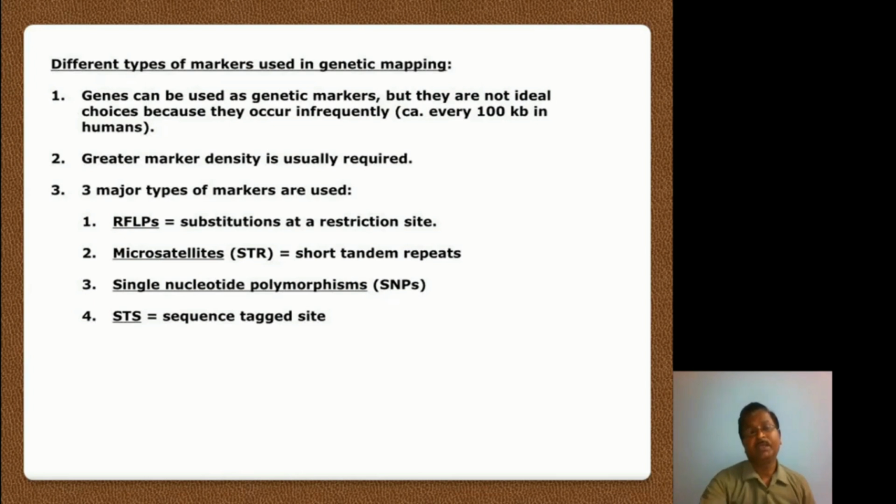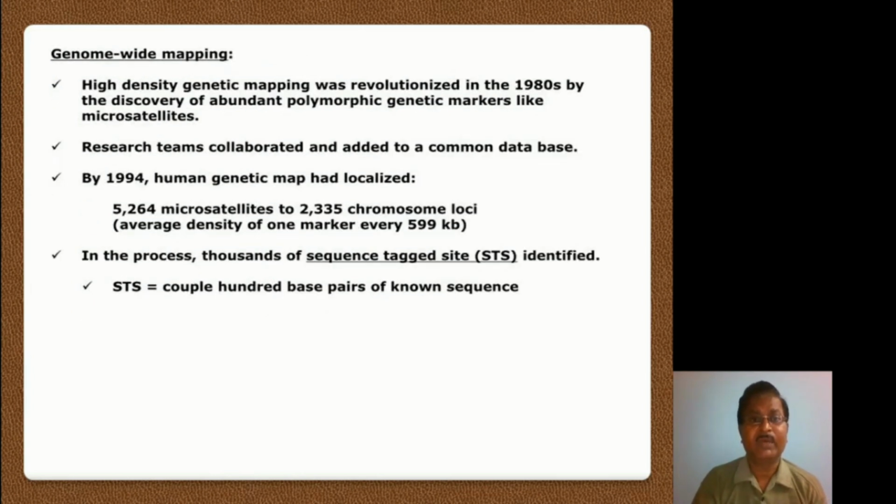One is RFLP, restriction fragment length polymorphisms. This is actually substitutions at a restriction site, where restriction endonucleases are going to cut the DNA molecule. Then STR, short tandem repeats, otherwise called microsatellites. Then SNPs, single nucleotide polymorphisms. Then STS, that is sequence tagged sites. So genome-wide mapping can be done.